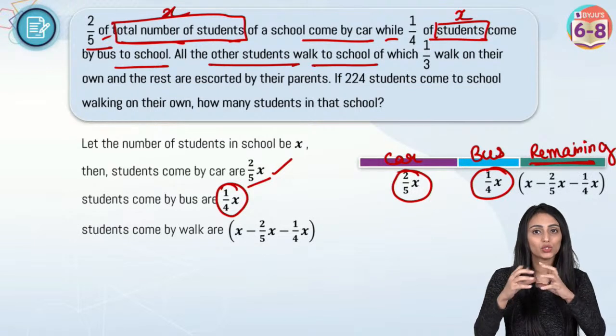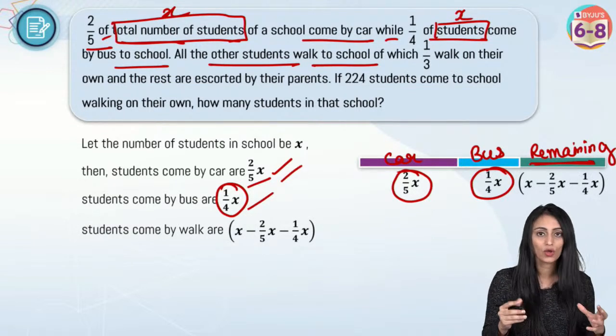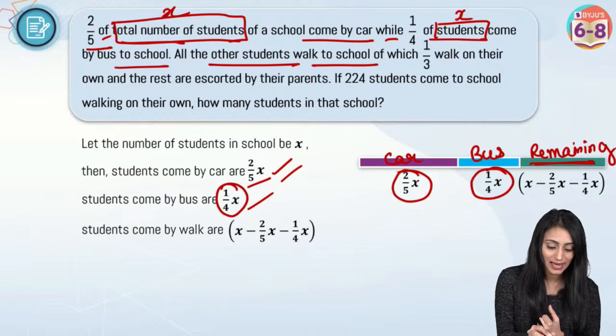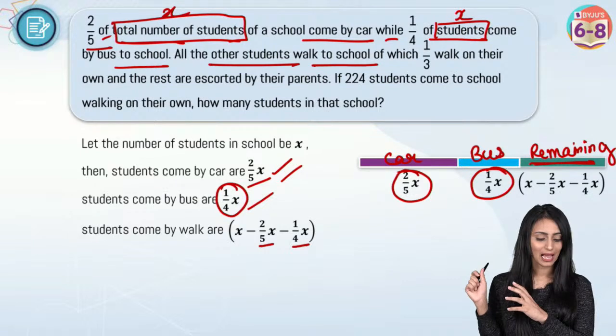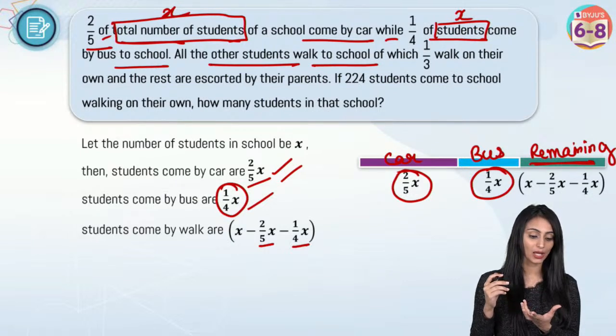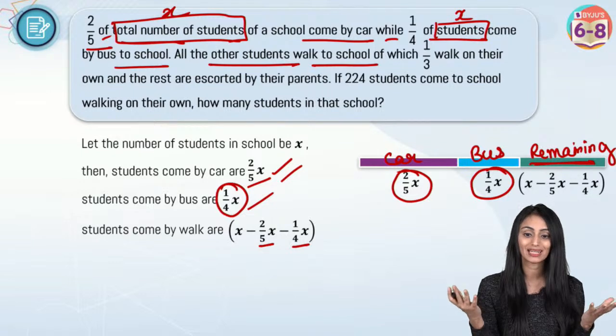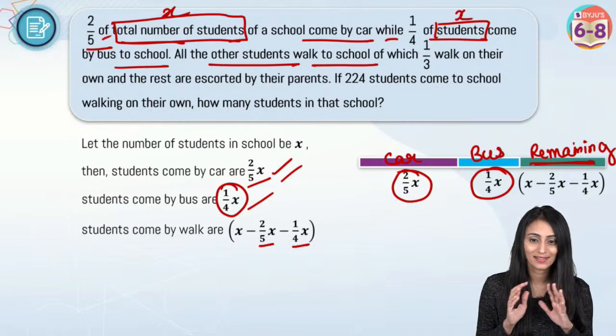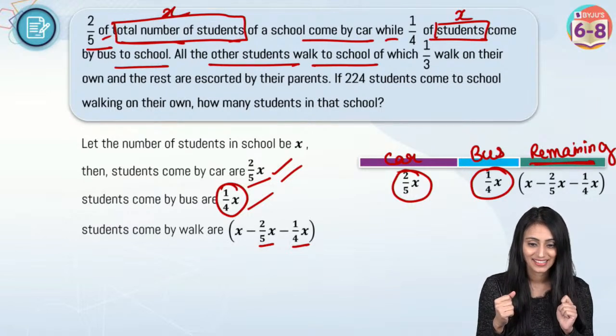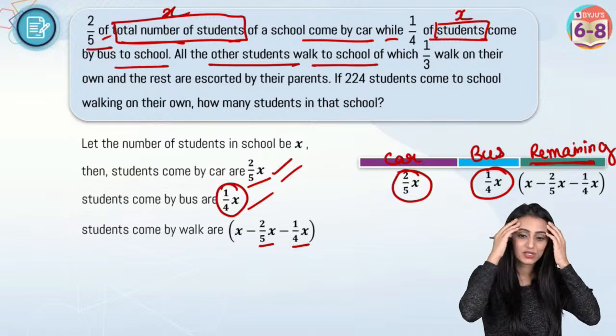How to find this out? You would say that simply, ma'am, total are X. You subtract these two from X, right? So we will say X minus 2 by 5 X minus 1 by 4 X. Make sense, right? I'll subtract the students who are coming by car and who are coming by bus from the total number of students to get the remaining students. Yes? This is clear? Quickly, thumbs up, smileys, so that I can understand this is clear to you and I can move ahead. Yes? Everybody, quickly. Ritu Pandey says, yes, ma'am. Vasudev, yes?